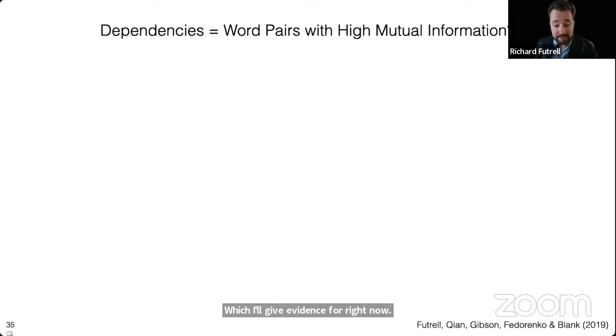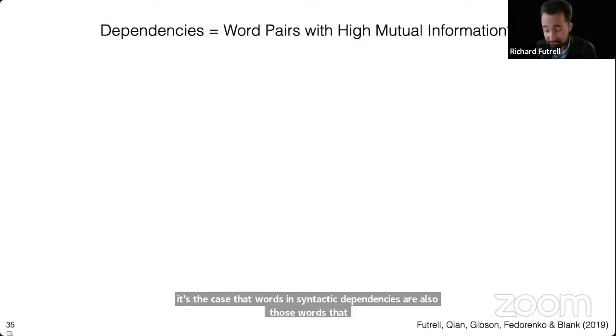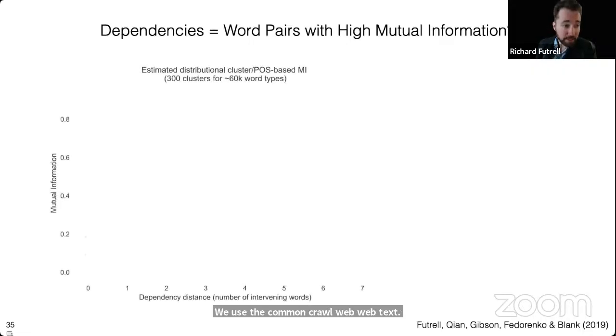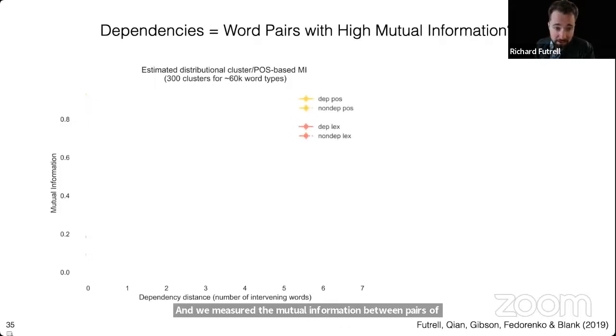So this is a study where we were trying to see whether it's the case that words in syntactic dependencies are also those words that predict each other most strongly in terms of mutual information. So we took a very large corpus of text. We used the Common Crawl web text for English for this. And we measured the mutual information between pairs of words.